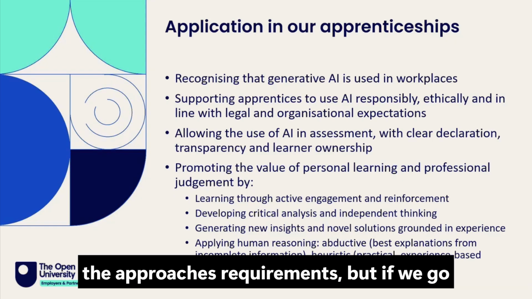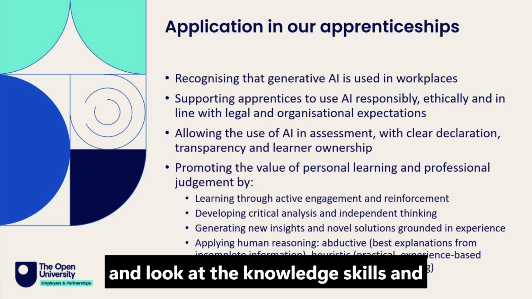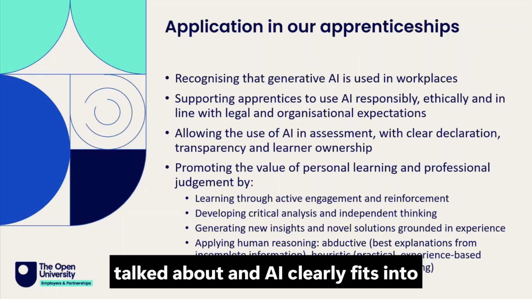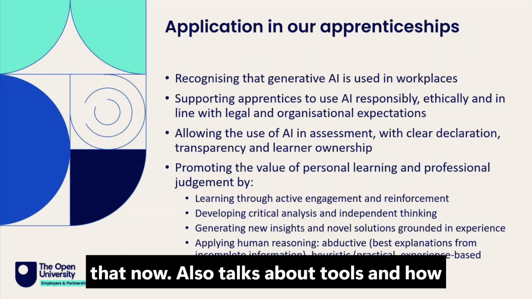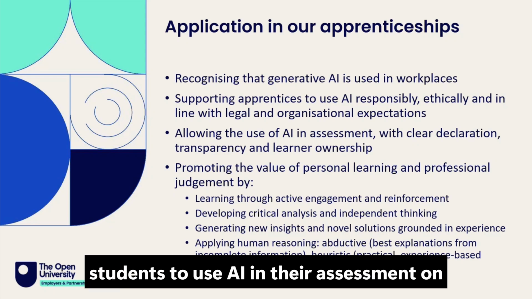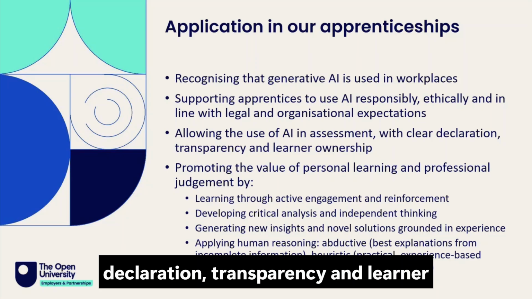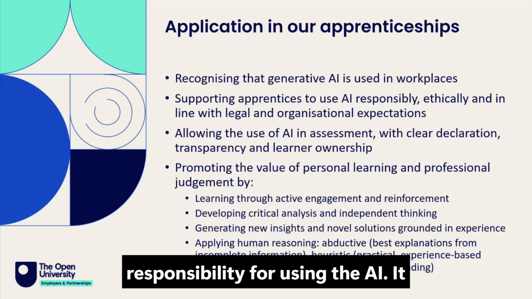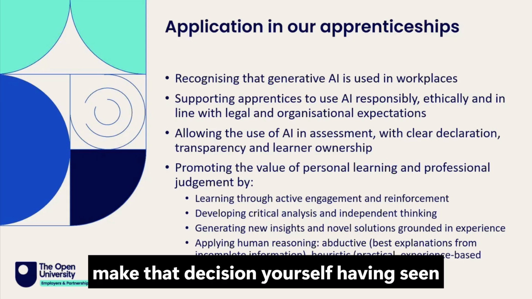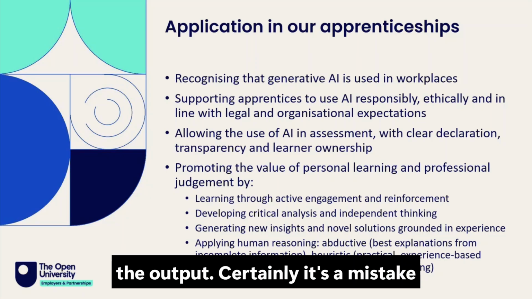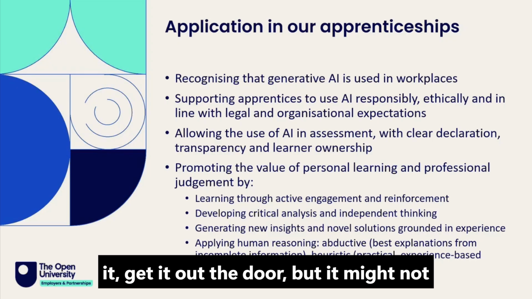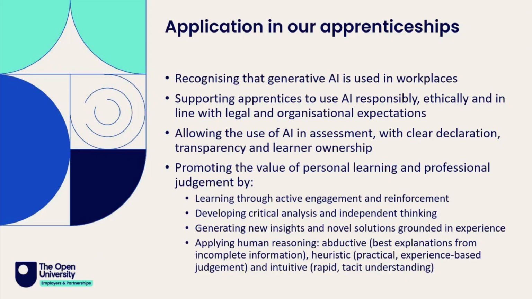It's not an explicit part of the apprenticeship requirements, but if we go and look at the knowledge, skills, and behaviours, we'll see that ethics are talked about, and AI clearly fits into that now. It also talks about tools and how to use those tools. We allow students to use AI in their assessment on the apprenticeships with clear declaration, transparency, and learner ownership. So this is about taking responsibility for using the AI. It doesn't make a decision for you. You need to make that decision yourself, having seen the output. Certainly, it's a mistake that I make when I'm busy. I think, oh, this AI stuff looks good. I scan through it, get it out the door, but it might not actually get us all of the way there.